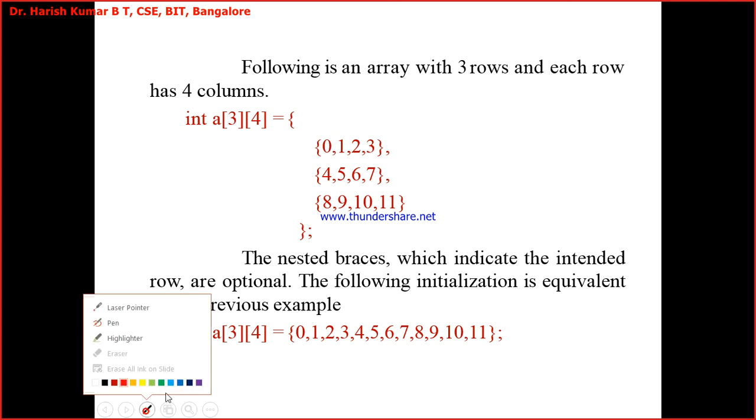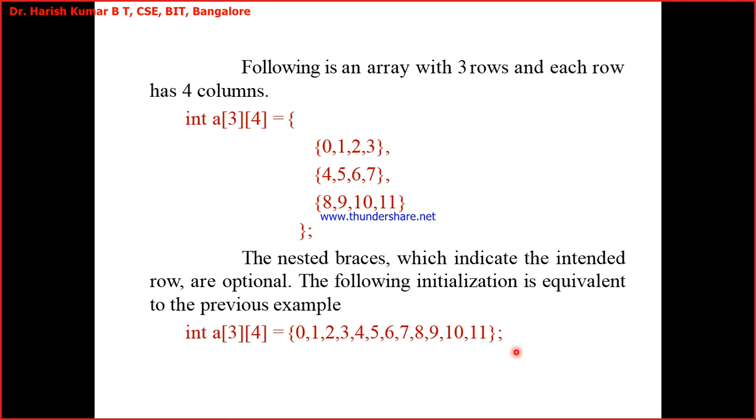Similarly, there is another way of initializing. You can also do it like this. Here I have written it. This is also fine. This will be taken as the first element, second element, third element, and fourth element. Since the second subscript is 4, it will stop here, and this will be taken as the first element of the second row, and so on. So 0, 1, 2, 3. This is the last element of the first row. This is the first element of the second row, and 8 is the first element of the third row. So you can do it both ways.